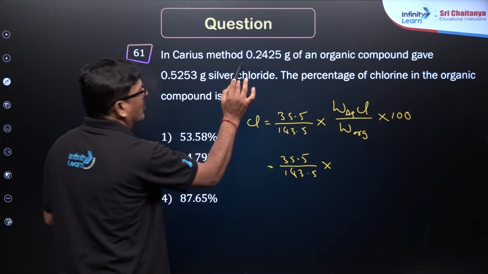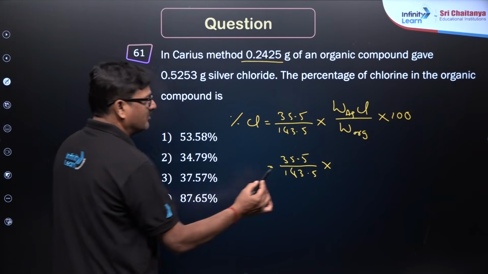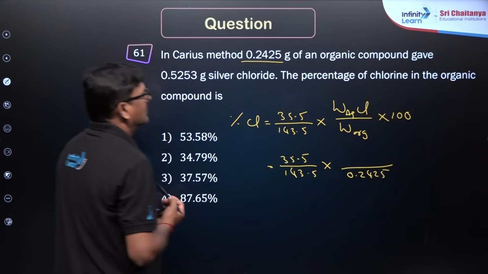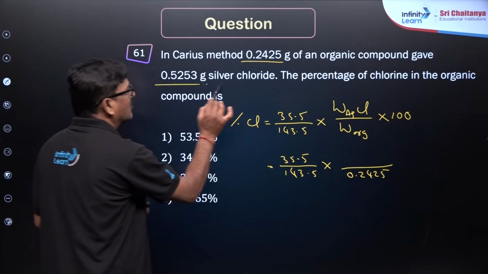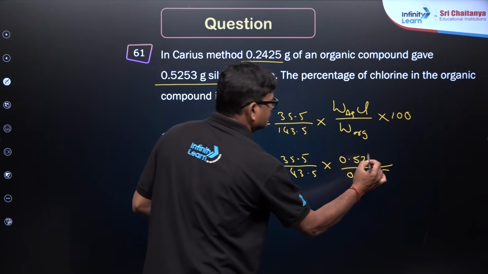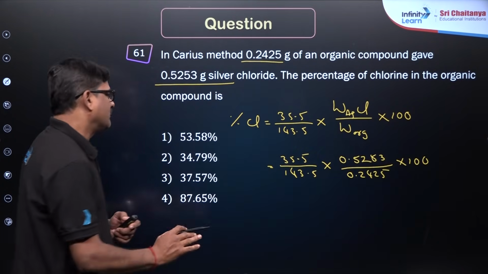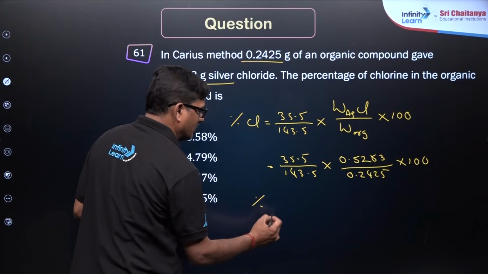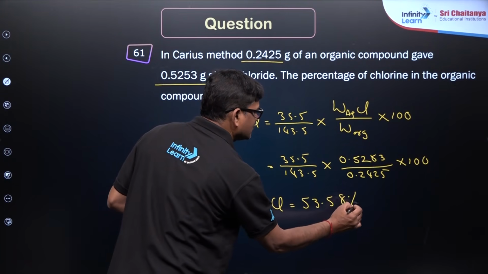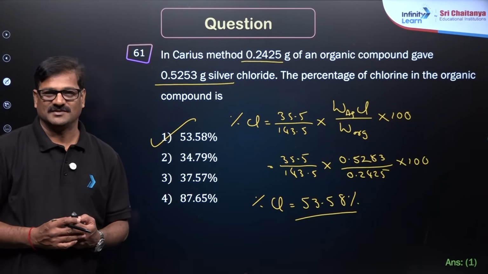So in the Carius method, 0.2425 gram of organic compound gave 0.5253 gram of silver chloride. On solving, you are going to get percentage of chlorine as 53.58 percent. So option 1 is the correct answer for this question.